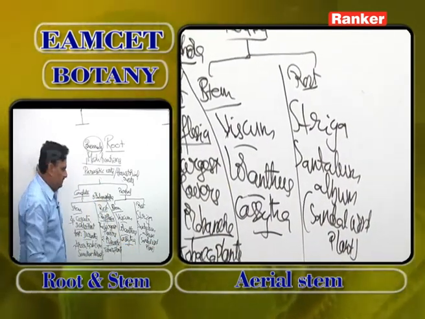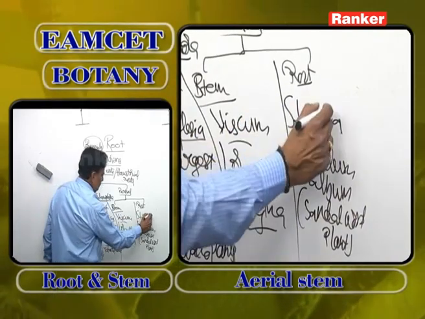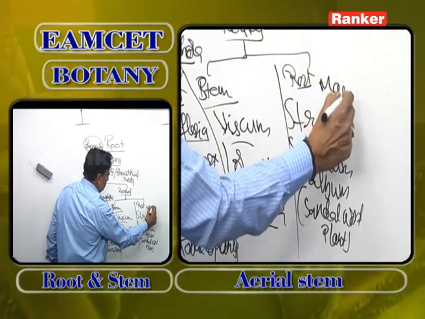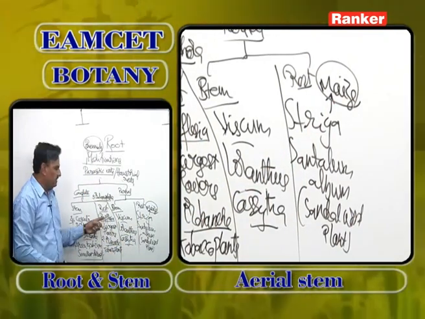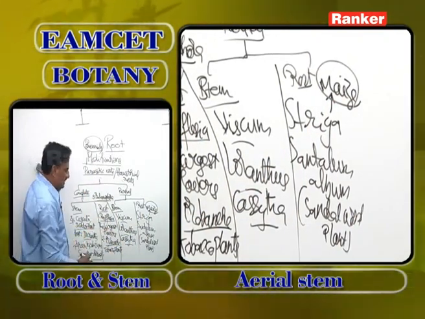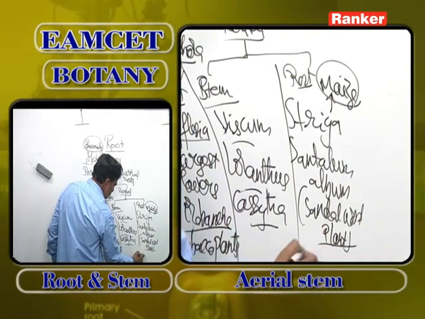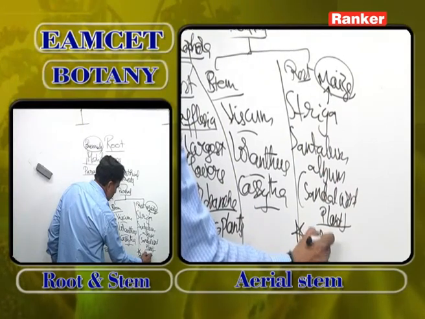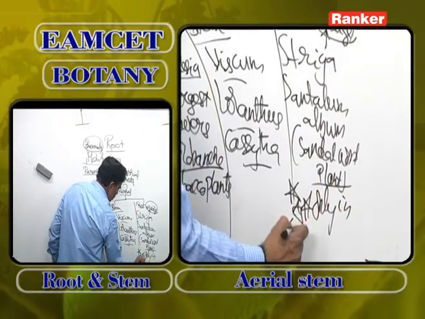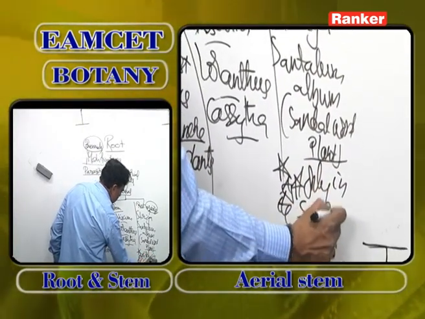The speciality of Striga is that it is a partial root parasite, mostly on maize roots. Santalum album, sandalwood, is a very important bit. It is a partial root parasite only in its seedling stage.